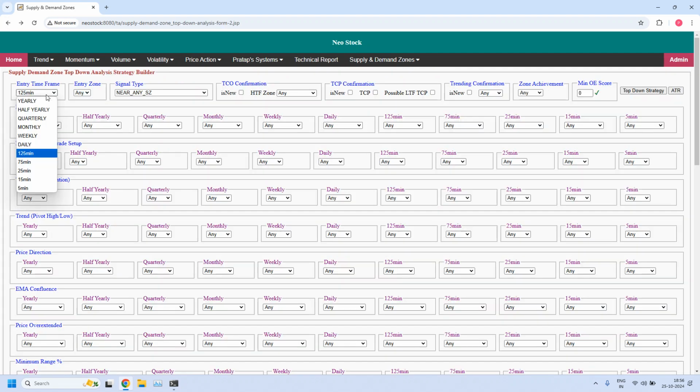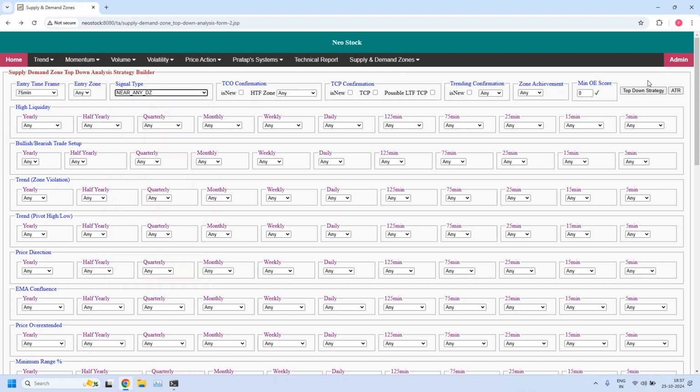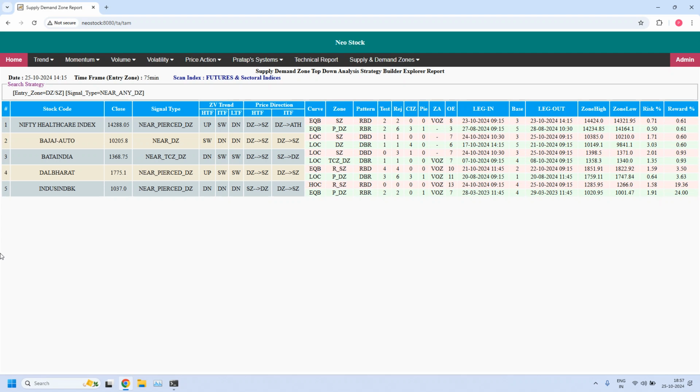Next time frame is 75 minutes. Entry time frame 75 minutes. Let us find the stocks near 75 minutes demand zone. 5 stocks are filtered. Let's identify any high liquidity 75 minutes demand zones. No, we don't have any high liquidity 75 minutes demand zones from this list.